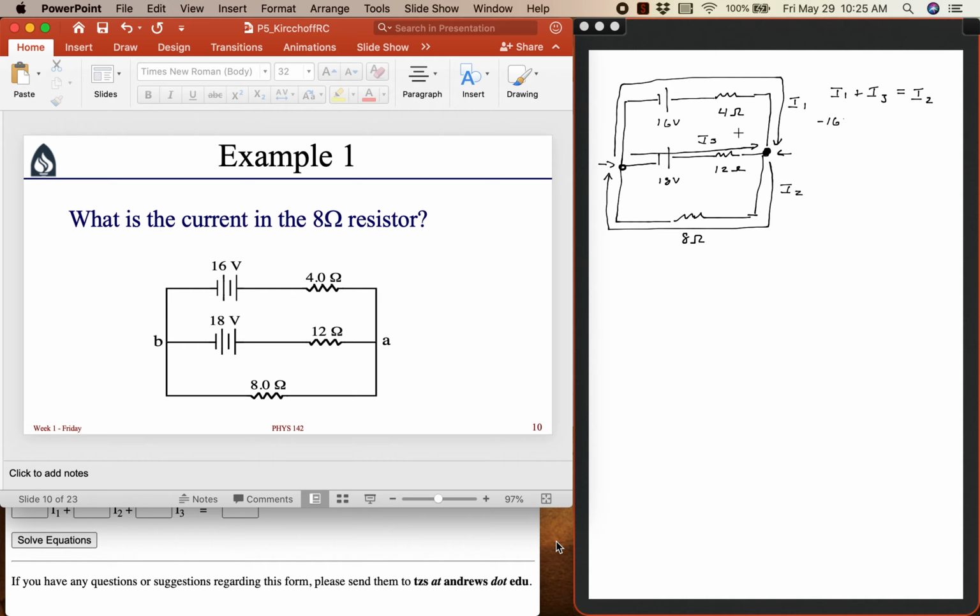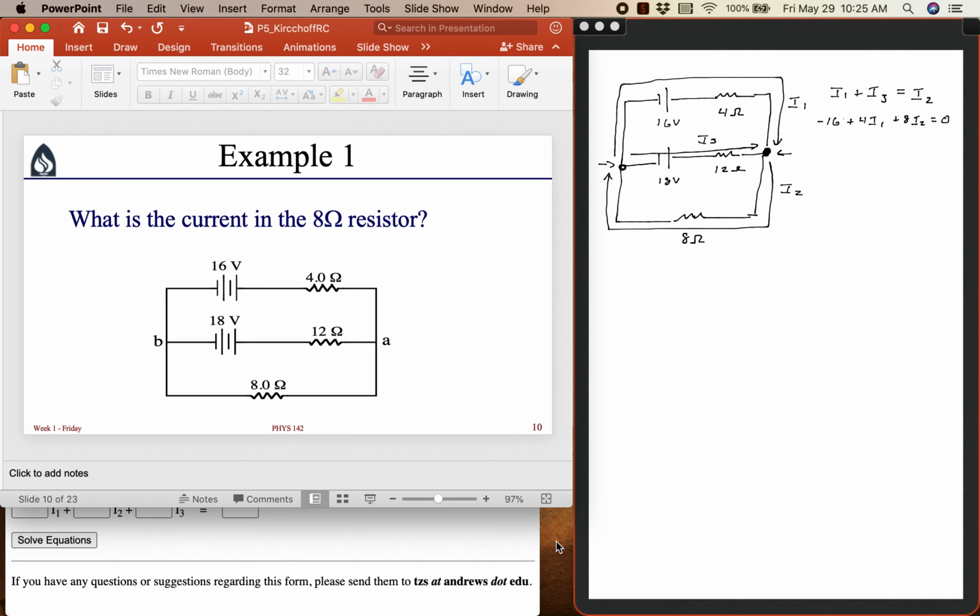I can just leave that as a number. These are all going to be voltages, so minus 16. Then I'm going through the 4 ohm resistor, and I'm going with the current I1. So I would write down plus 4I1. Then I would be going through the 8 ohm resistor, and I'm going in the direction of the current. So I would write down plus 8I2, since I2 goes through the 8 ohm resistor. And then I'm back where I started. So the sum of those voltage changes is equal to 0. Okay, so that's what I get from going through the full outer loop.